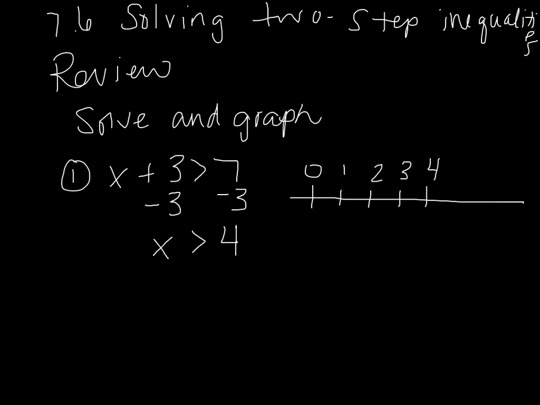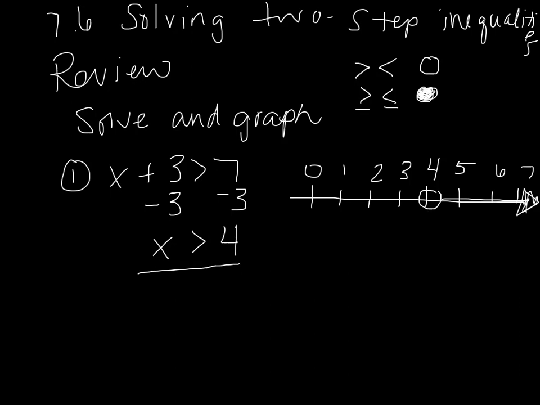Remember, if it's greater than or less than, we have an open circle. If it's greater than or equal to or less than or equal to, we have a closed circle. This one is open, so we'd have an open circle. 5, 6, 7. We need x to be bigger than 4, so our arrow is going to go this way, and this is how we would graph that. In this case it is not equal to, so it doesn't have that line underneath it. Let's try another one.